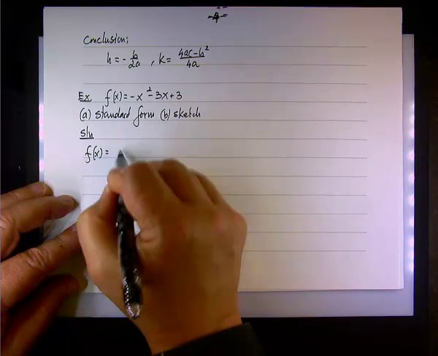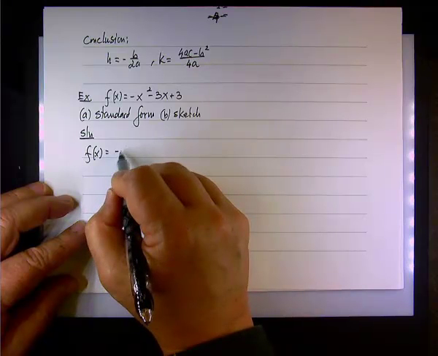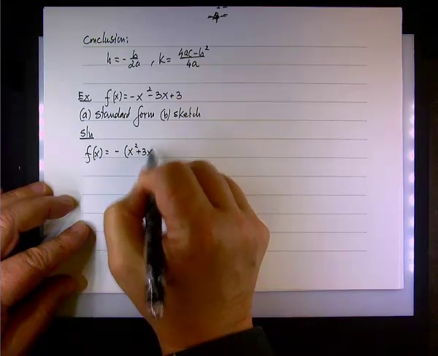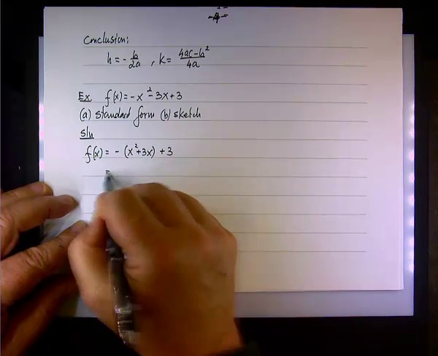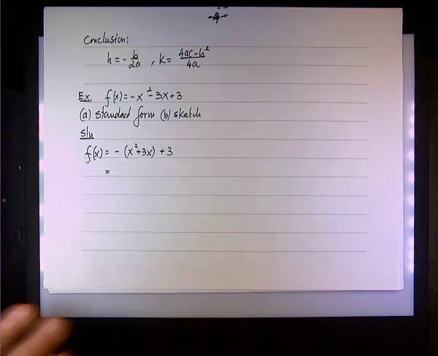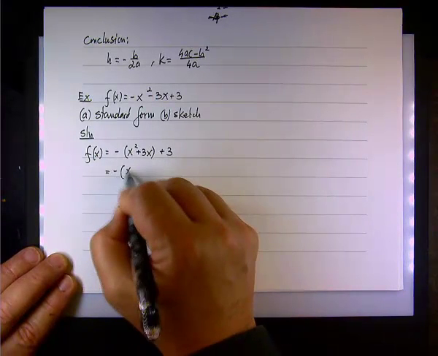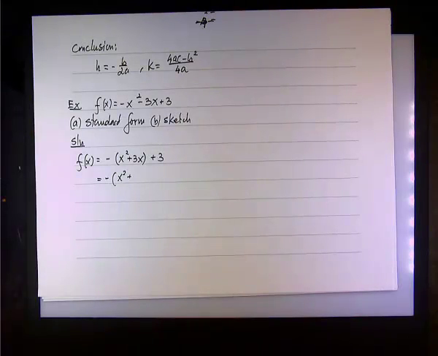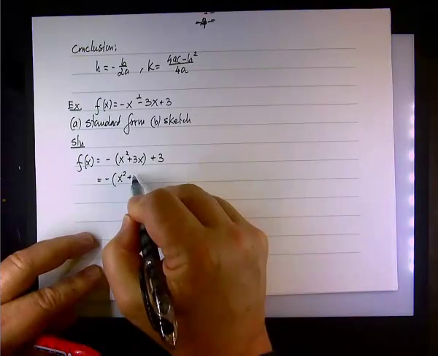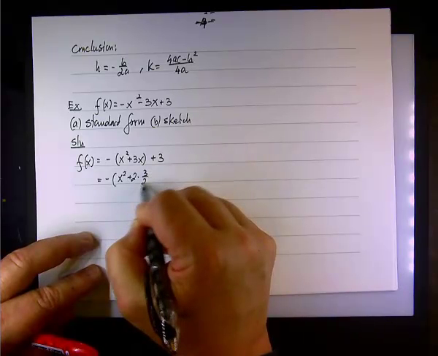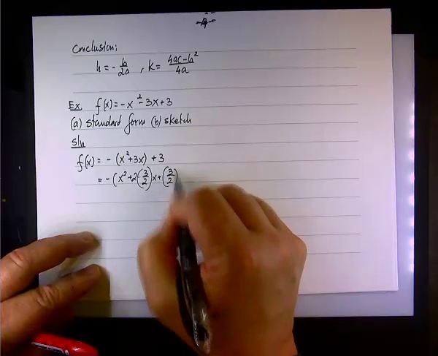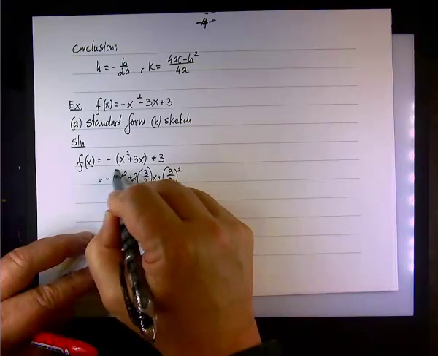Okay, standard form. F of x, we will factor negative 1 out, and we get x squared plus 3x, and we leave the 3 intact. And now half of 3 is 3/2. So I'm going to write it as x squared plus 2 times 3 over 2x. Here's your h. Plus 3 over 2 squared.